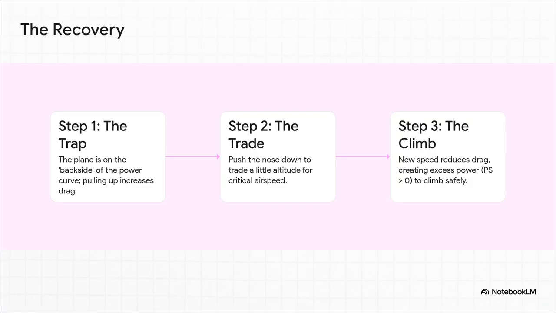See, the pilot is stuck on what's called the backside of the power curve. That's a nasty place where the nose is so high that pulling back actually increases drag and just makes everything worse, bleeding off whatever energy is left. The engine just can't keep up.